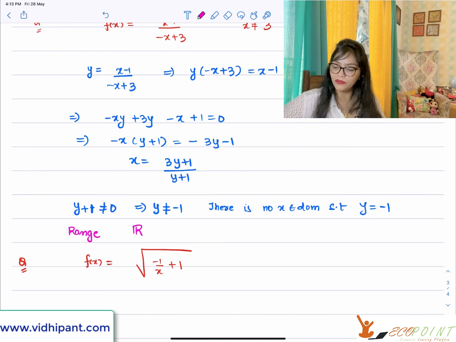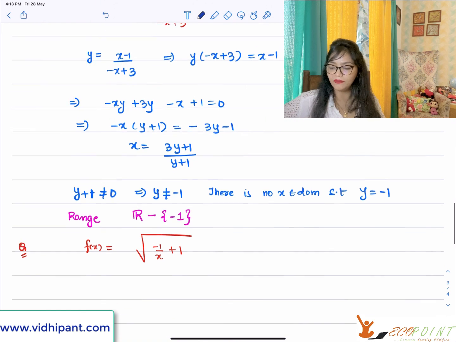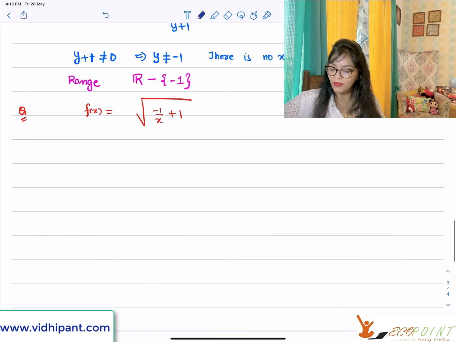So therefore we will say that the range of this function, all other real numbers are good. I'm not getting any issue with any other real number except for minus 1.